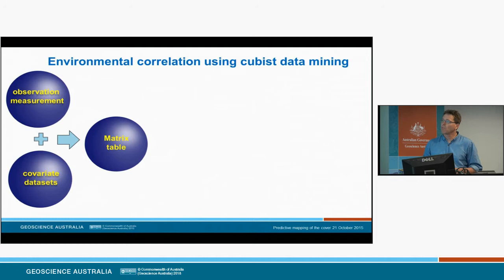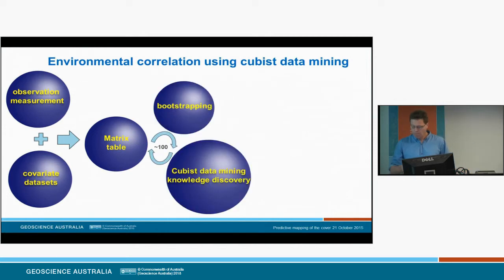And there are several components to this. I'll just run through this quickly because I'll explain these in more detail later. You have your site observation, which might be drilling or some geochemical data. You build your covariate suite of data. You intersect the two and you generate a matrix table. From that you start your machine learning algorithm. In this case we're using QBIS.